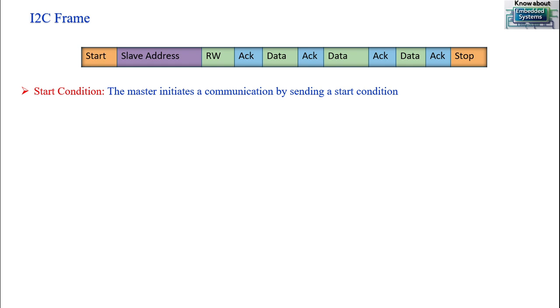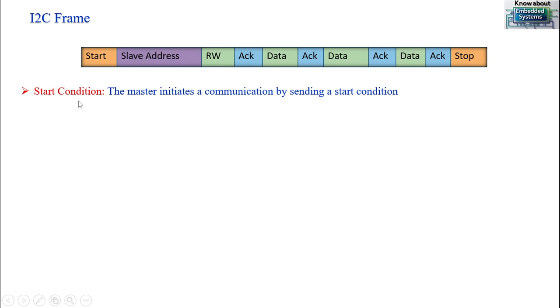The first point: this is an I2C frame. We will have different fields here. The I2C start bit is there, then the slave address, read-write bit, acknowledgement, data, acknowledgement, data, acknowledgement, data, and it goes on. Finally, you have to stop the communication.